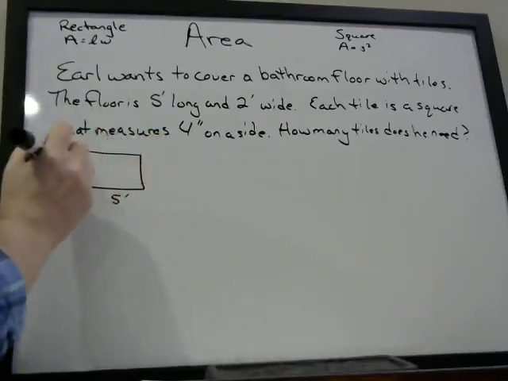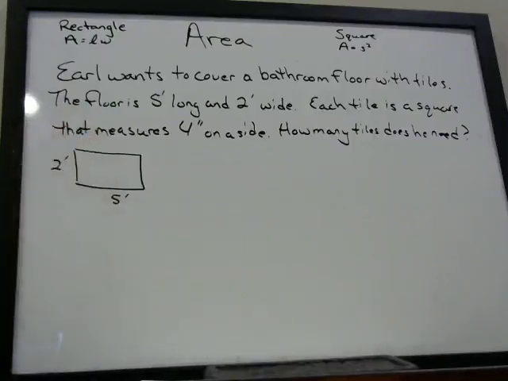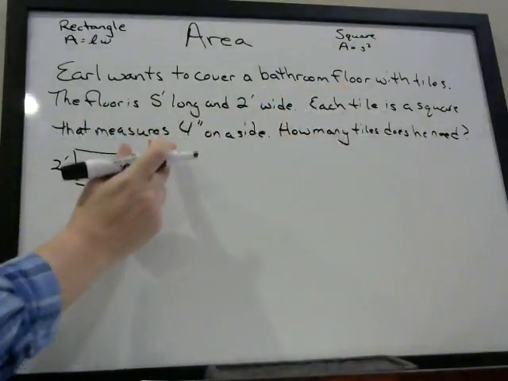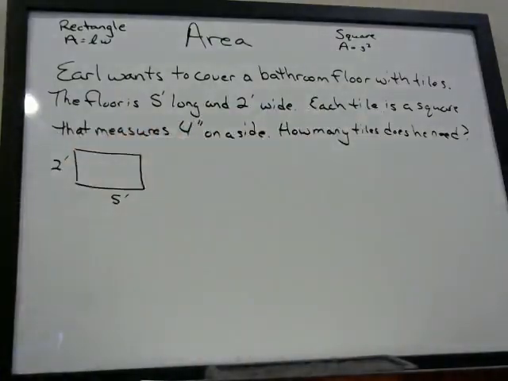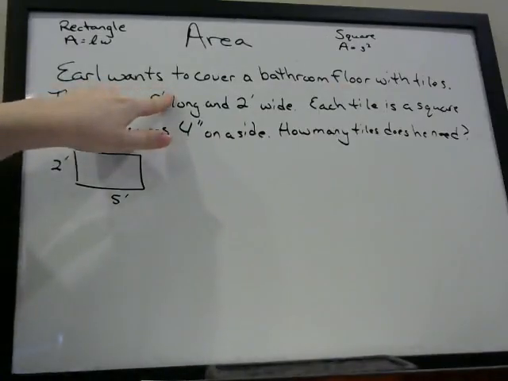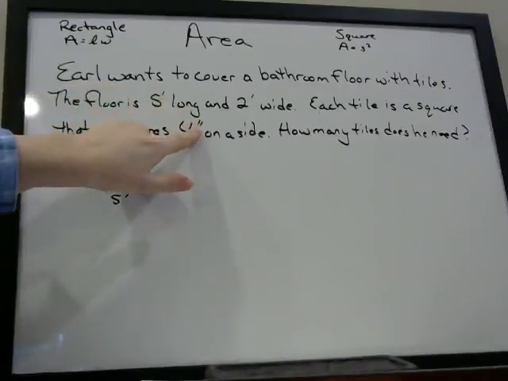It's 5 feet long, 2 feet wide. He's going to cover it with tiles, so you should automatically think about area because we're talking about covering something. So the tiles are 4 inches on a side. So here's the first thing you always want to look for: units, because you can only compare like units. Here are feet. These are inches.